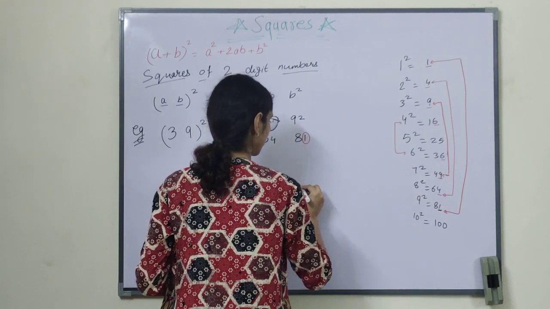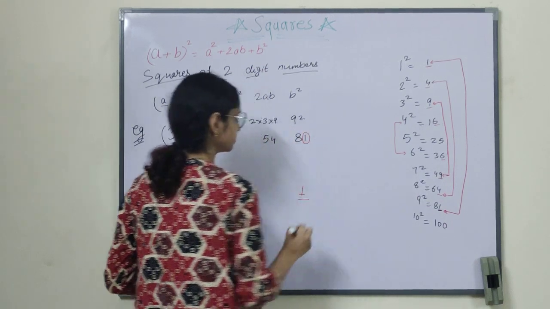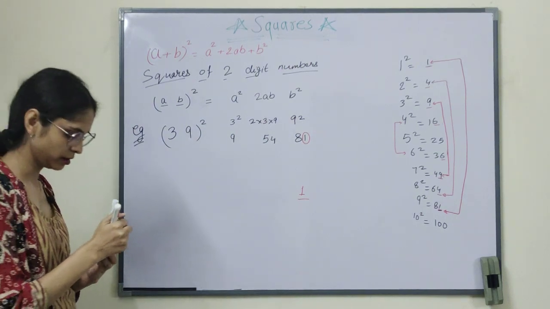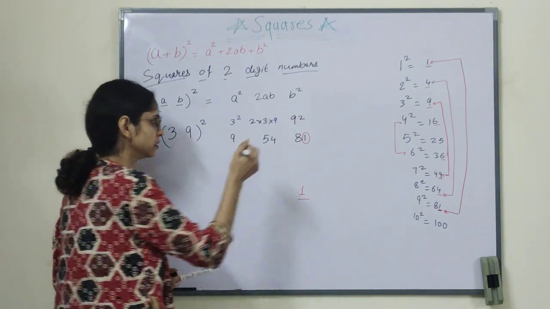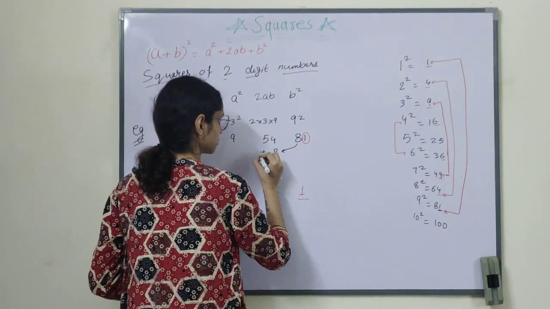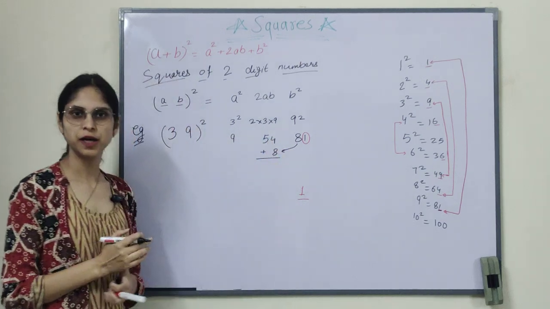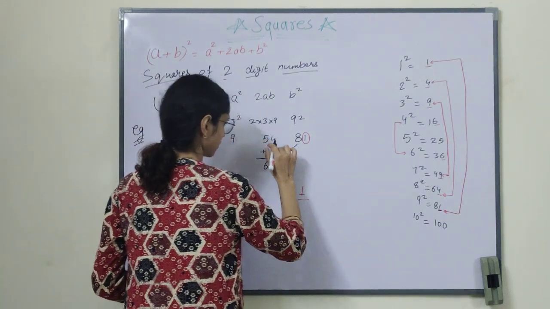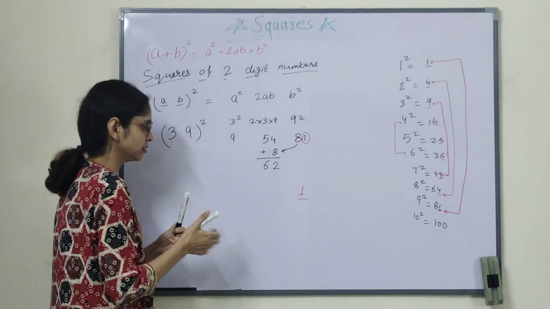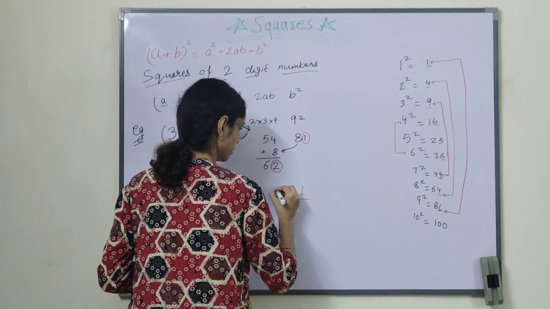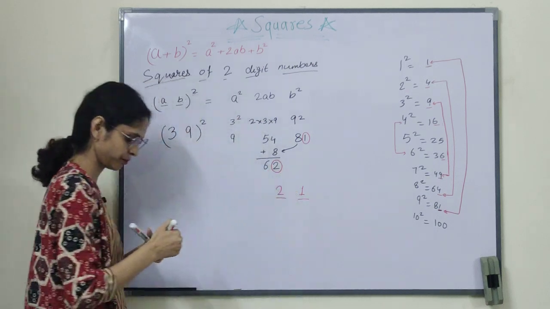Now what I am going to do? This one I am going to write here. Alright. Now what will happen to 8? 8 will go as a carry over here. 54 plus 8 is 62. After this is done, 2 will go down to the tens place.